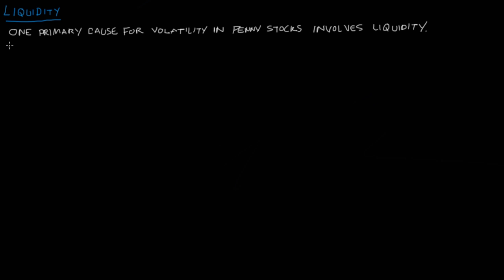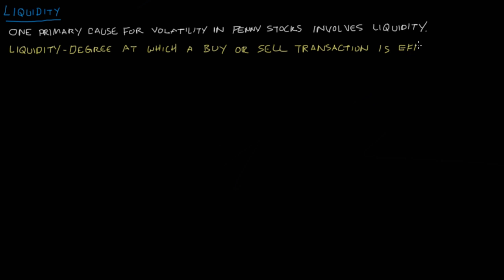One of the primary causes for volatility in penny stocks has to do with a problem involving liquidity. Liquidity issues pervade the penny stock market like a cancerous plague. I'm going to show you how to elude some of these barriers. Liquidity itself is demonstrated as the degree at which a buy or sell transaction is efficiently facilitated. In other words, if I buy a stock and my order was processed within, say, milliseconds from when I bought the stock, I would say the stock is very liquid. If that process took minutes, hours, even days, I'd say the stock is illiquid.